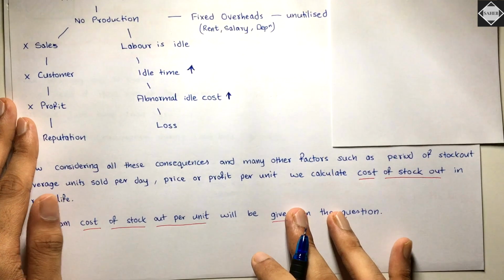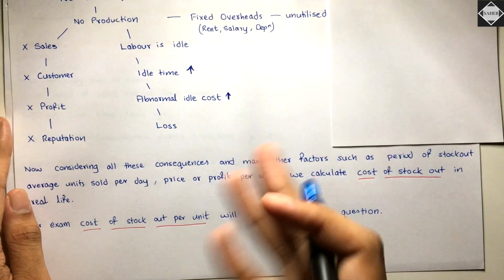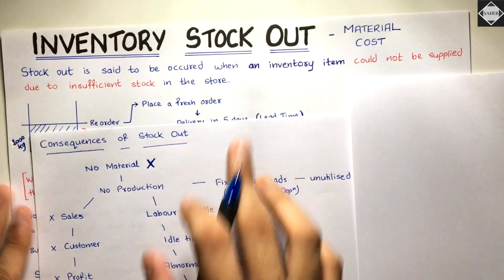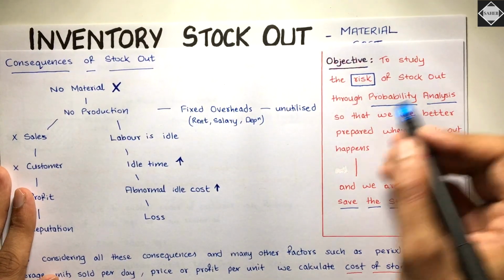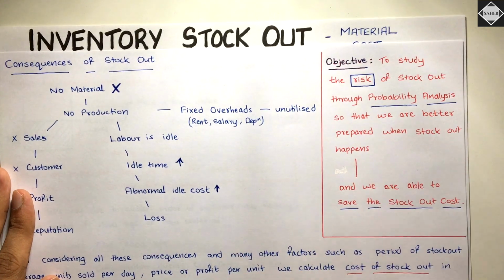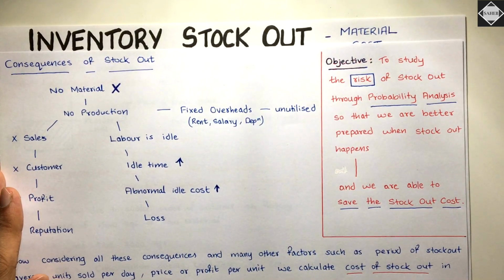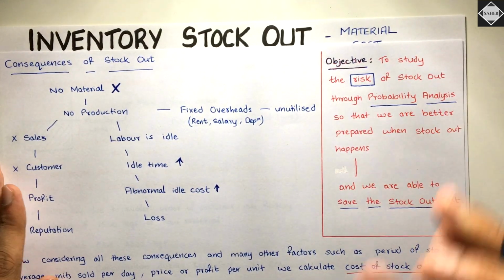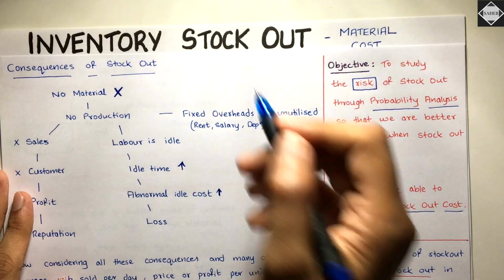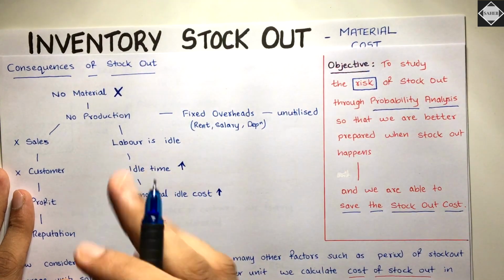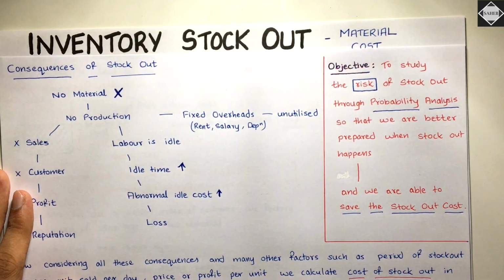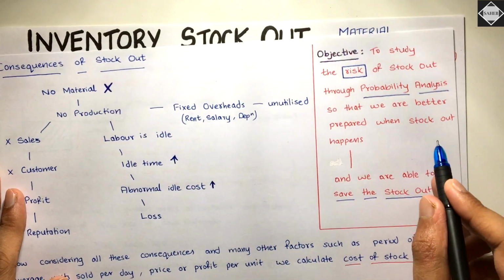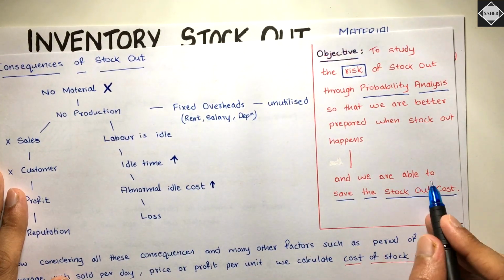Now you have to understand the objective of learning this topic, which is called inventory stock out. What is our objective? Our objective is to study the risk of stock out through probability analysis. Don't worry, a little bit of mathematics is there. It's very simple. I will teach you. We use probability analysis to forecast the stock out. Based on the past history, we'll analyze and see how much stock out can happen in our organization, so that we are better prepared when stock out actually happens.